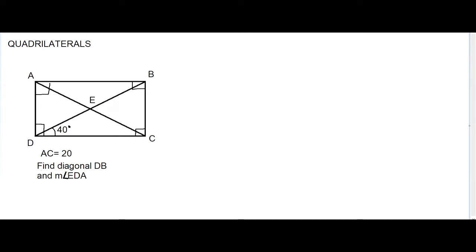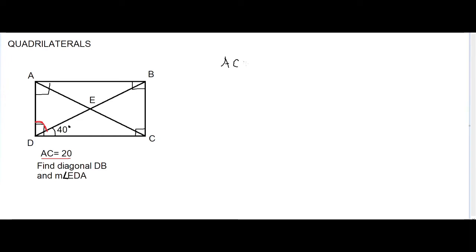Ngayon, AC is equal to 20. Find diagonal BD and measurement of angle EDA. You have angle EDA, this angle. Ito. Now, first, find the diagonal DB. We have their information, AC is equal to 20, which is yun yung diagonal mo na isa. So, ibig sabihin, DB, yun yung isang diagonal, is also 20.